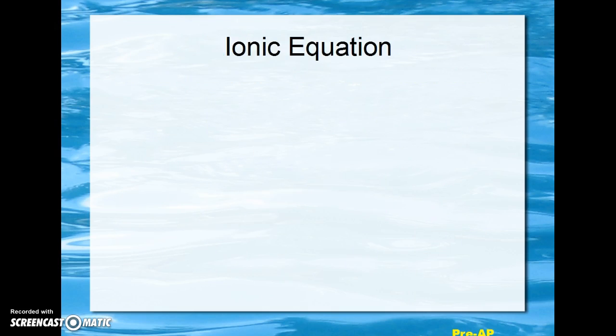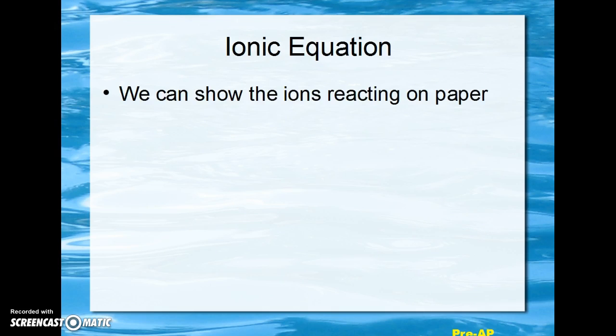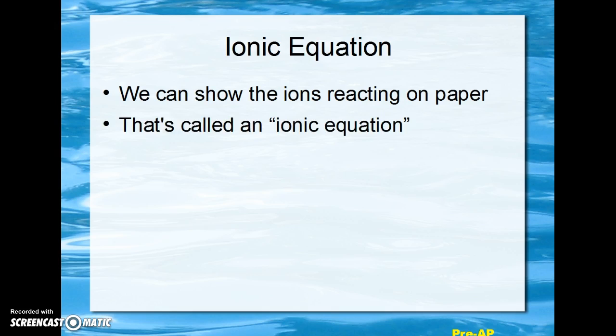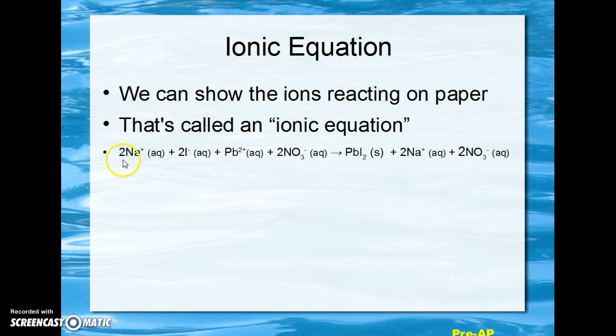Let's look at the ionic equation for this reaction. We can show the ions reacting on paper. It's called an ionic equation. As you can see, there's a lot of ions reacting or not reacting. The sodium ions and the iodide ions, that's one of the reactant solutions. And then the lead ions and the nitrate ions, that's another solution. They form the lead iodide, PbI2, and there are sodium ions and nitrate ions left over.